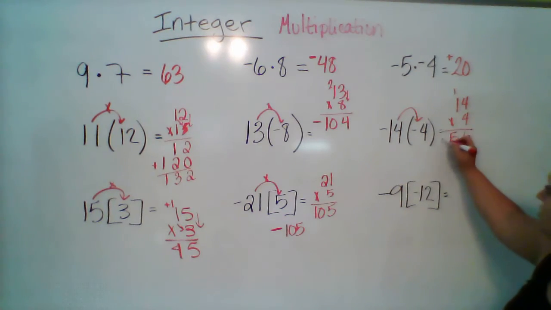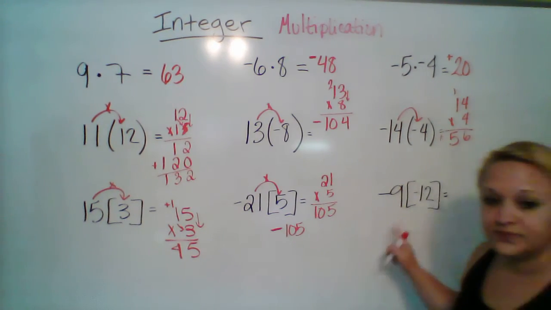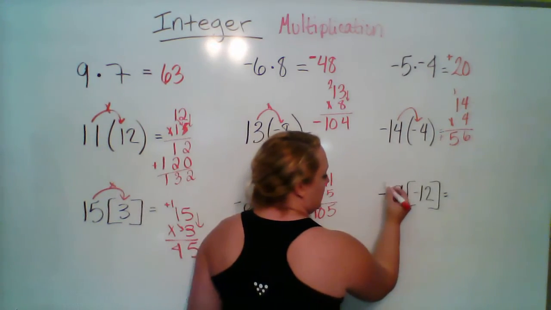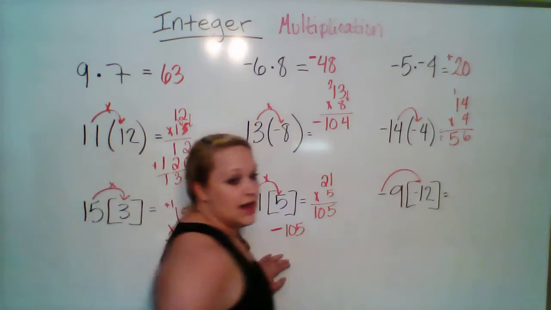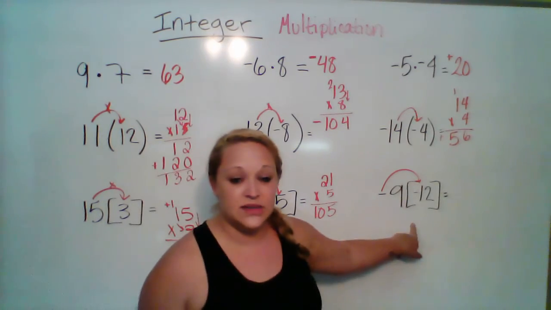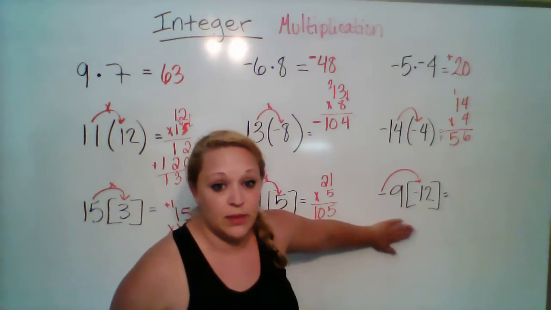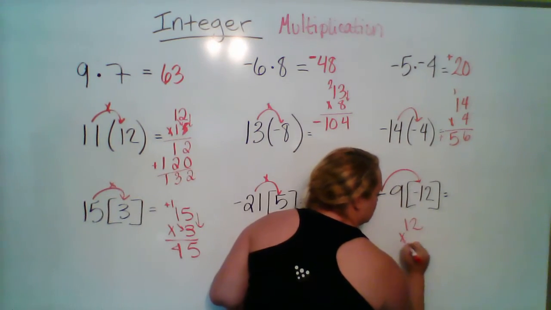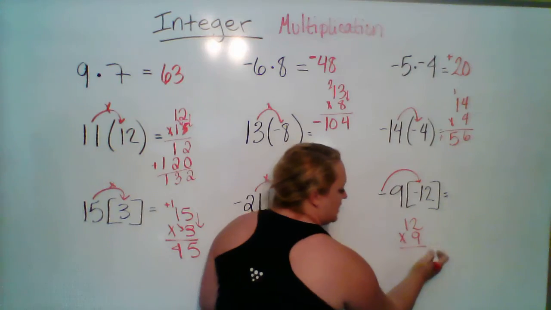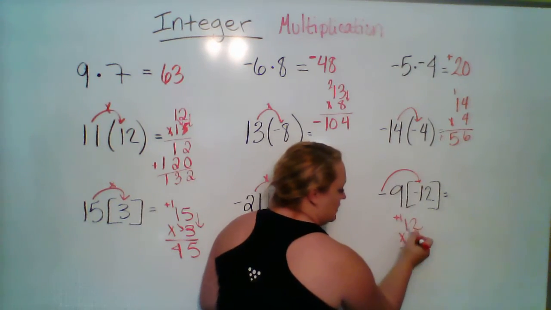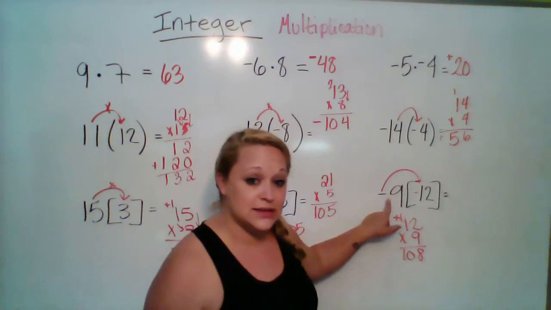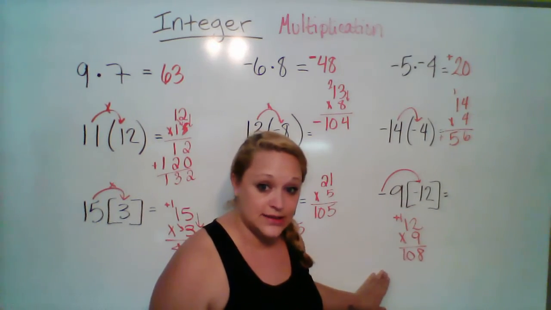This is positive. Okay? Here, same thing. We have a negative times a negative. I have a negative 9 times a negative 12. Negative times a negative gives me a positive. This one should be memorized. If it's not, we can work it out, no big deal. I have 12 times 9. 2 times 9 is 18, carry my 1. 9 times 1 is 9, plus 1 is 10. And again, it's positive because a negative times a negative is a positive.